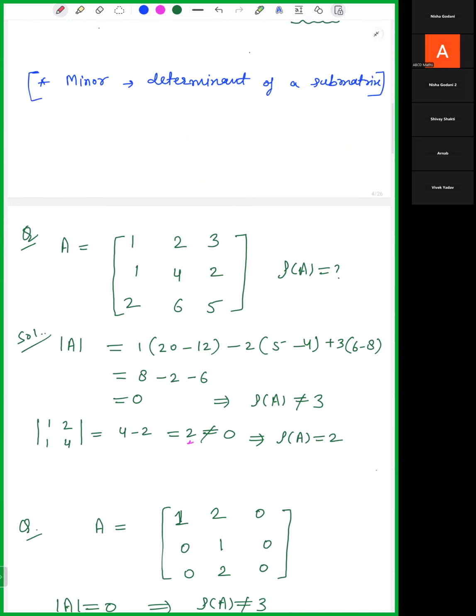See, you have a given matrix. Submatrix, Shiva, I'm telling you. You have a given matrix, and you have to find its rank.